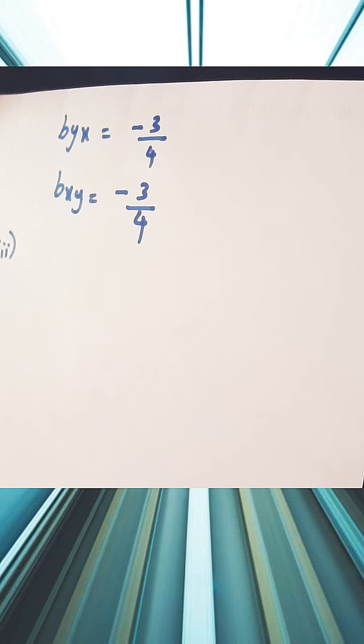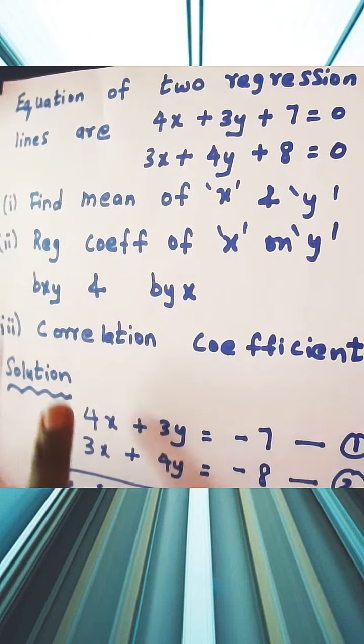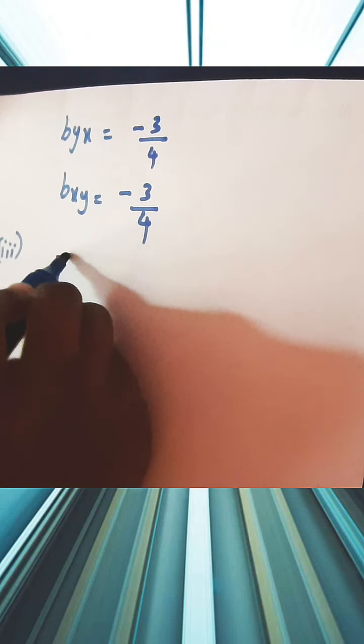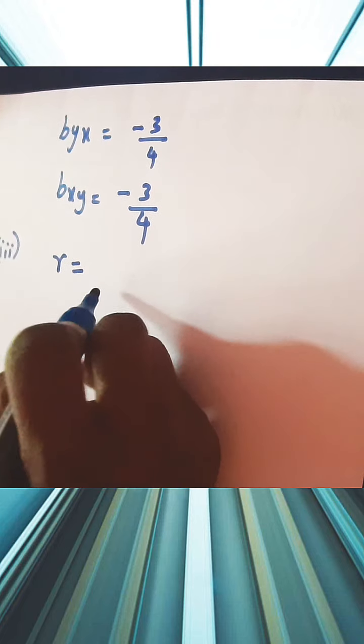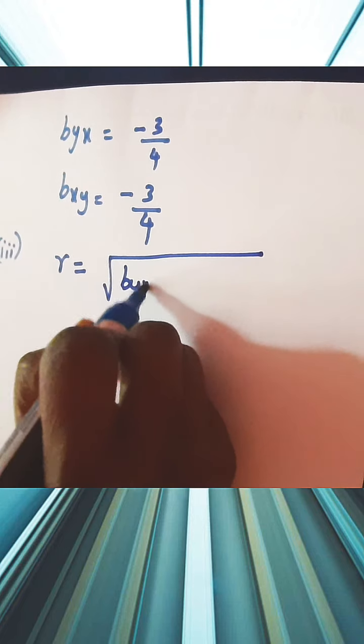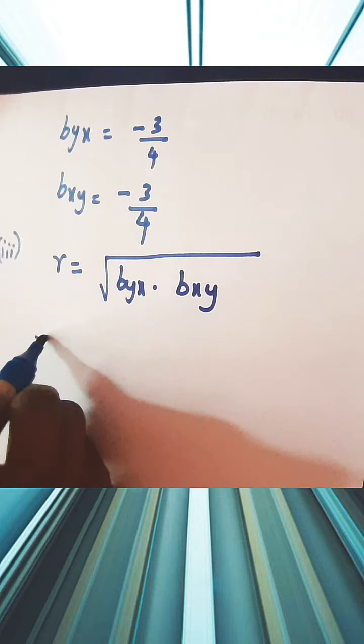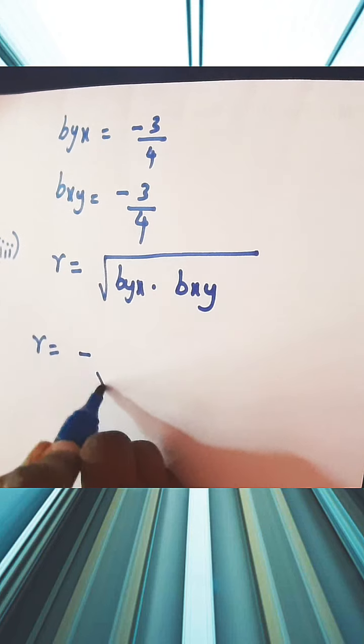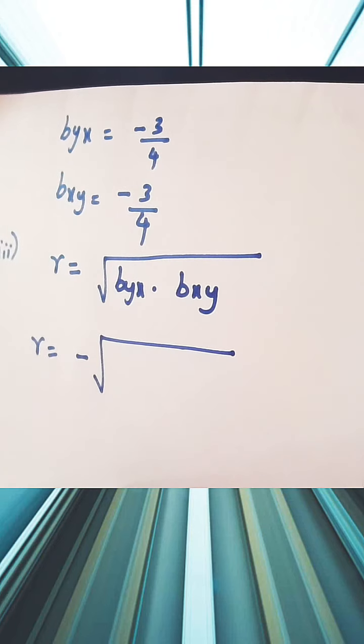Finally, what is the third subdivision we have to find? We have to find the correlation coefficient, the value of r. Am I right, students? It's going to be very simple. The correlation coefficient is represented by r. What is the formula? r is the square root of byx into bxy. We will take these two values because they satisfy the condition. We'll take the minus out because both have a minus sign.